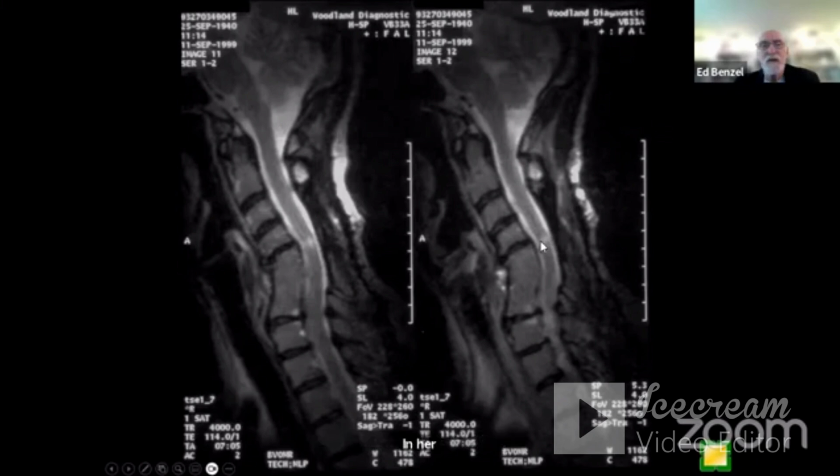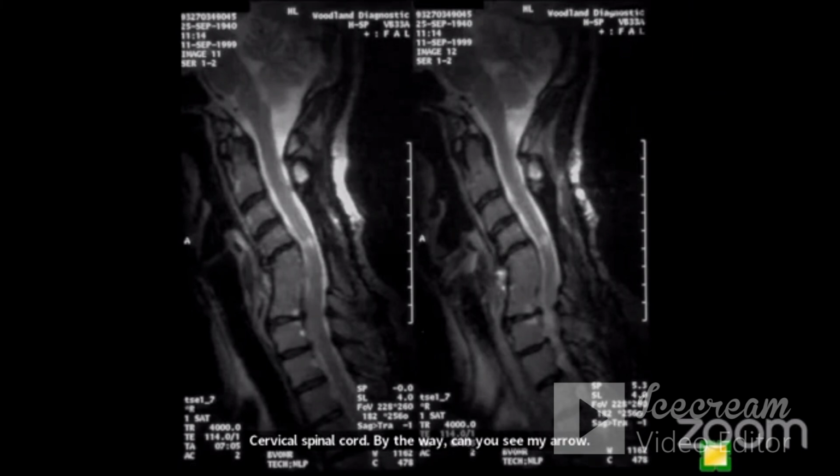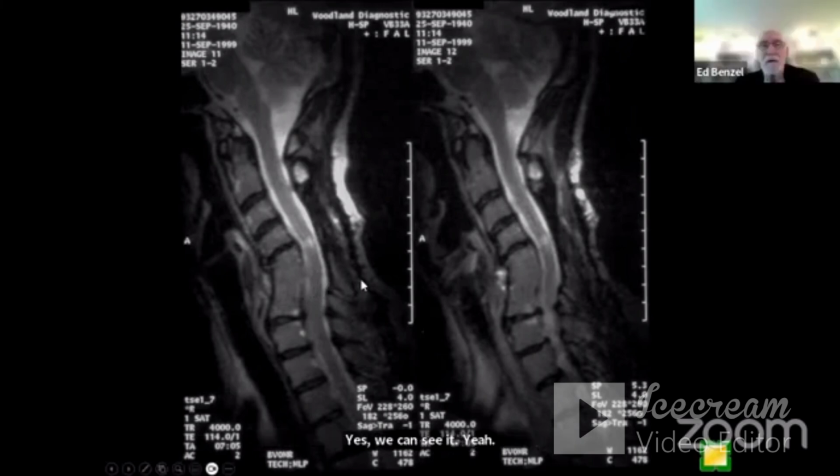By the way, can you see my arrow? Yes, we can see it, Ed. Yeah. Okay, great. I'm making sure because it's important.